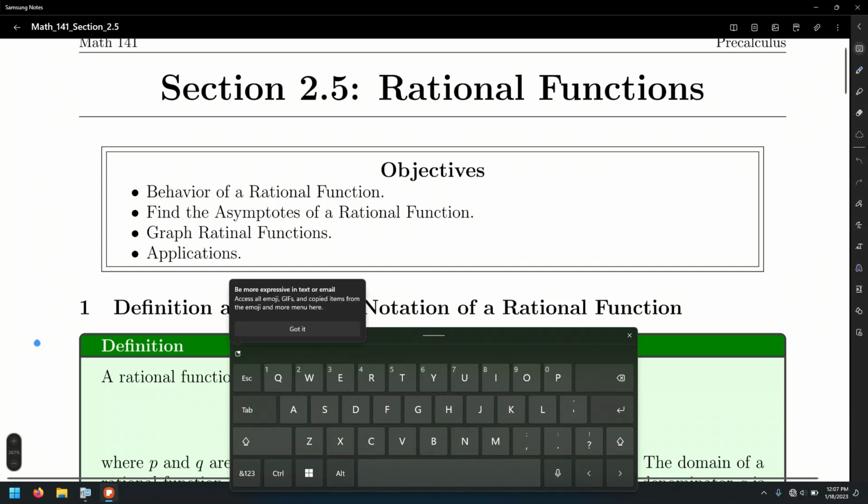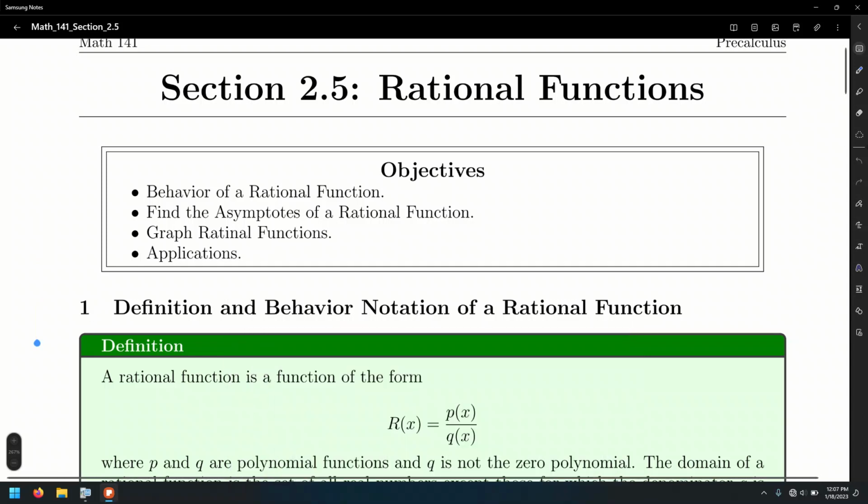So we're going to talk about the behavior notation that you have seen before. What happens, or what's the value of f of x, when x gets closer to a certain value from one side or the other side, the right or the left, and behavior to infinity for large values of x as well. And then we're going to talk about asymptotes.